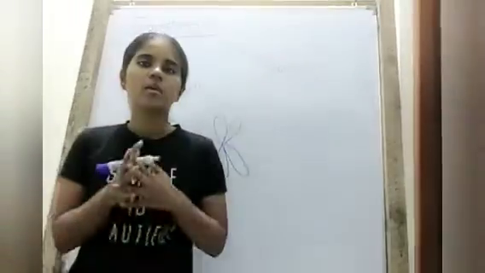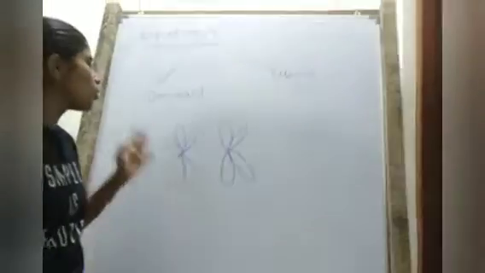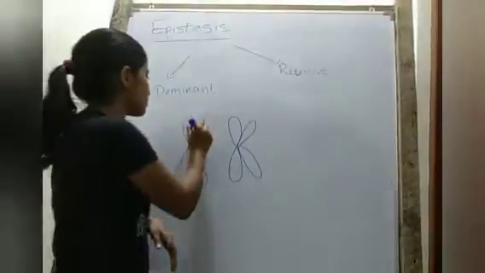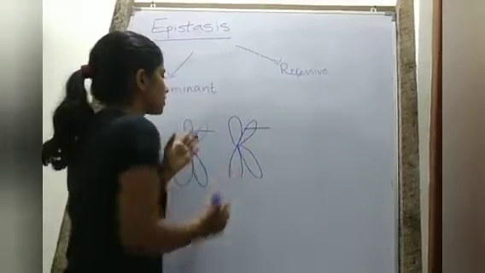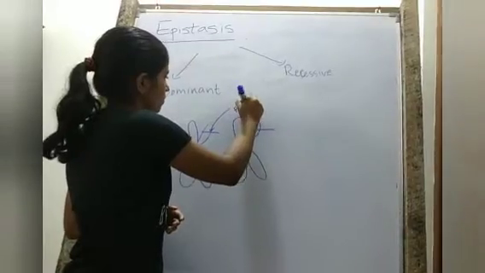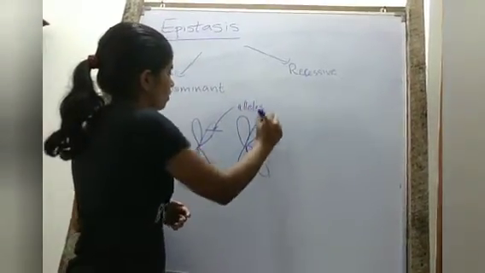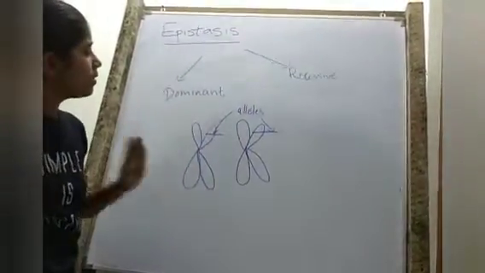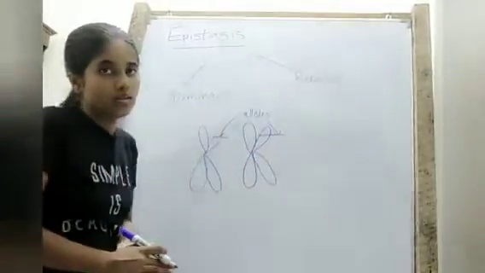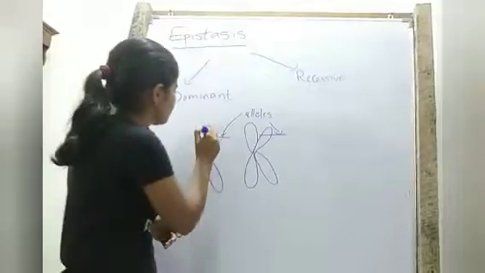So we discussed alleles. Alleles were the alternative versions of genes that resided on the same locus. So if these are the same loci, these two can be considered as alleles. But in epistasis, we consider genes at two different loci. So that is the difference.